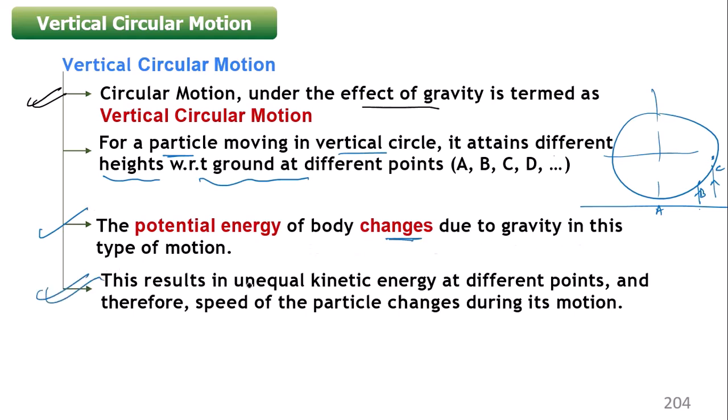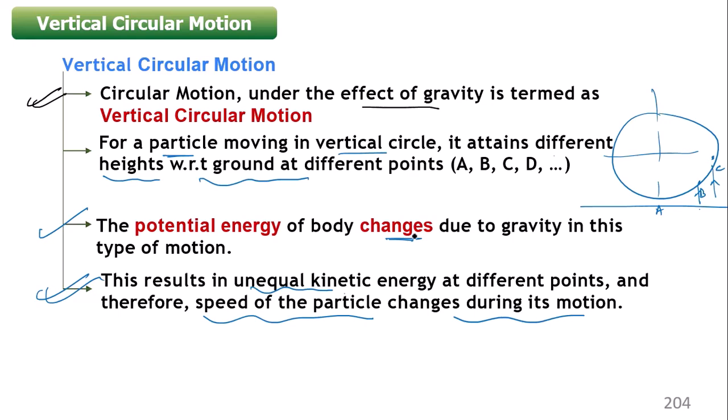So this results in unequal kinetic energy. Why? Because the potential energy is going to change, that means it has to go into the kinetic energy. So the kinetic energy will be different, and therefore the speed of the particle changes during motion. And ultimately you can say it is a type of non-uniform circular motion.